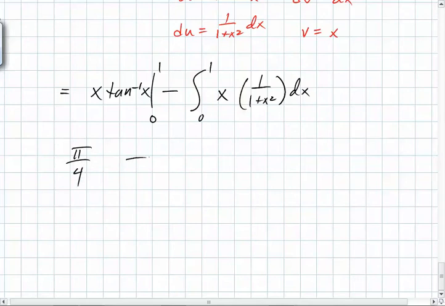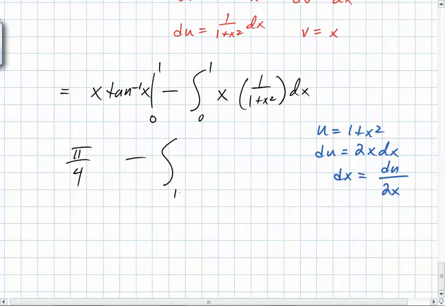Now what do you have to use? What is u going to be? 1 plus x squared. Don't use integration by parts, you can mix it up. So du is equal to 2x dx, so dx is du over 2x. Keep the 1/2. So what does it become from 1 to what? I'm substituting first. 1 to 2. You can pop the 1/2 out.